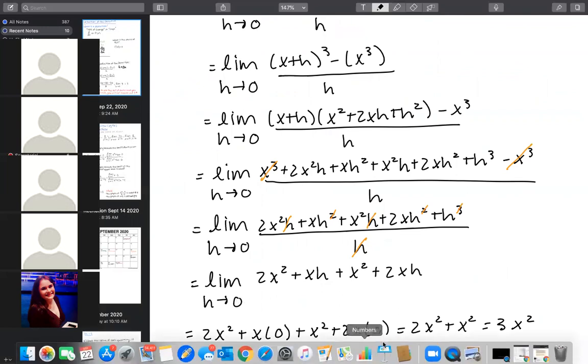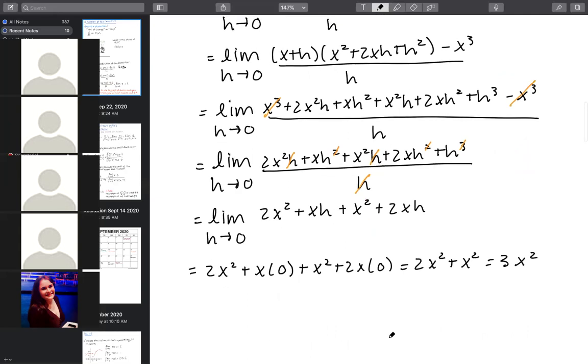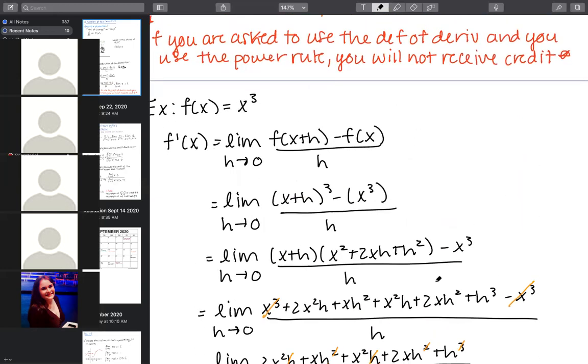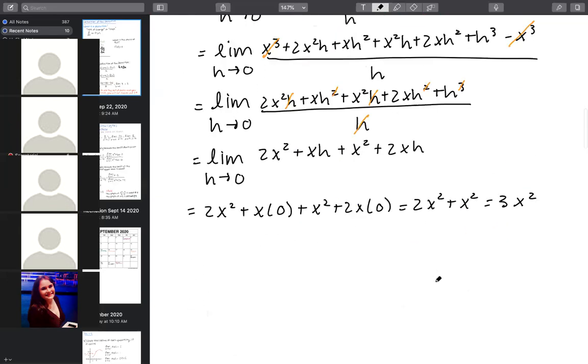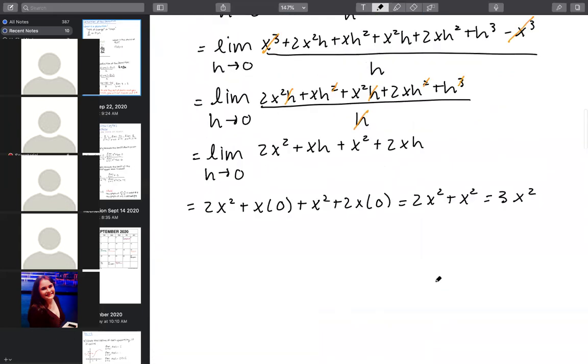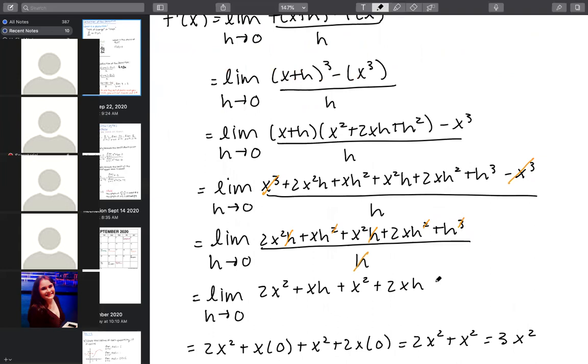So cancelling those two 0 terms, we get 2x squared plus x squared, which gives us 3x squared. And for those of you who are familiar with the power rule, that tracks. We drop the 3 and reduce the power, and it becomes 3x squared. Okay. Any questions on the definition of the derivative so far?